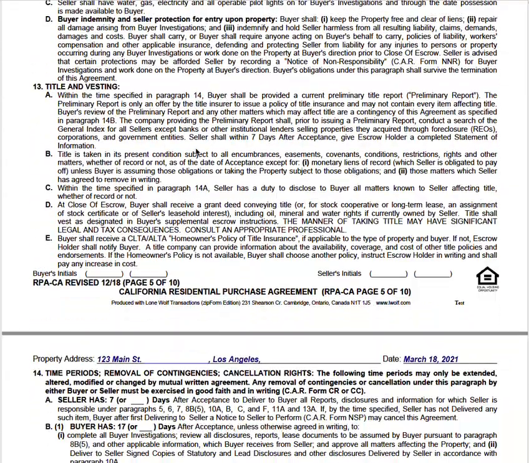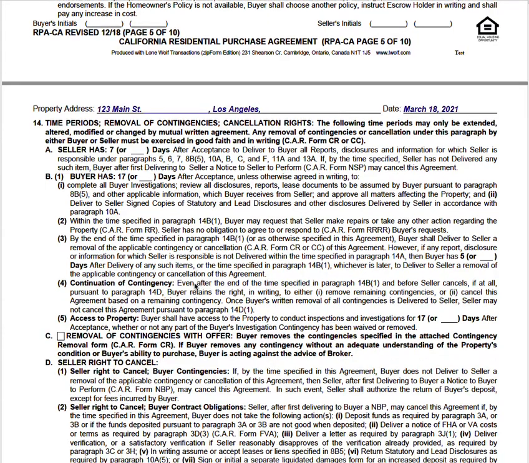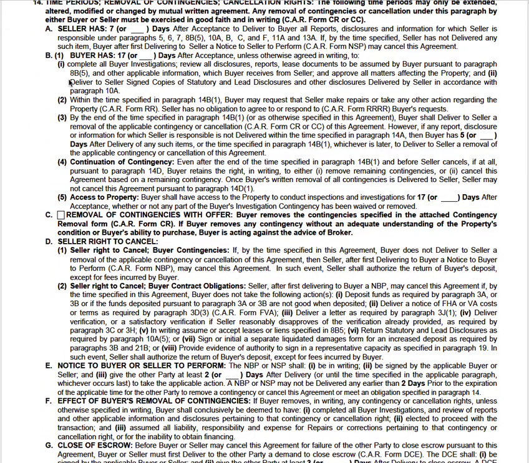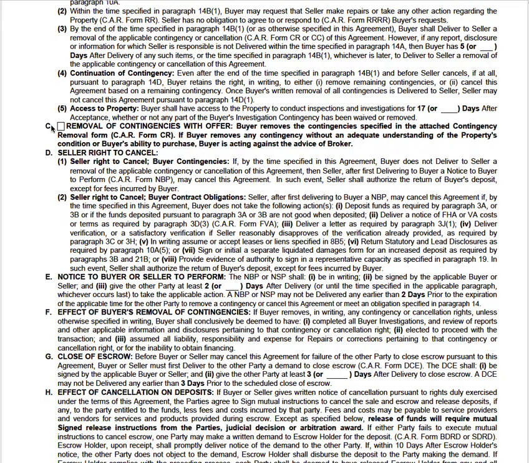And we're going to scroll through all this. Buyer's initialing each of these pages. There is a 17-day inspection period for the buyer. If the buyer needs less time, you can put that in here, but 17 days is the default. If the buyer removes contingencies with the offer, which we see more often now because this is the craziest seller's market that I've ever seen, and contingencies are being waived like I've never seen, you'll check this box here.